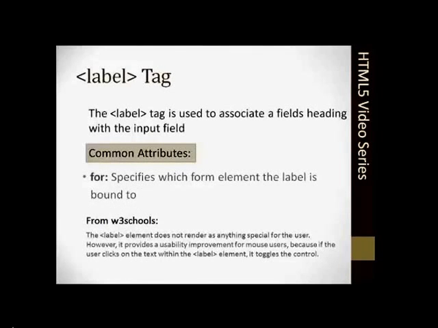Alright, so next we have the label tag, and the label tag is a form element, but it's not a user input element. It's used to associate a field's heading with the input field. So you might have something like first name, just the text first name, and then maybe the input tag directly after it. And what this will do, if you wrap that text in a label, it will associate that text with the input field. So if you click on the text, it'll actually highlight the input field that text belongs to.